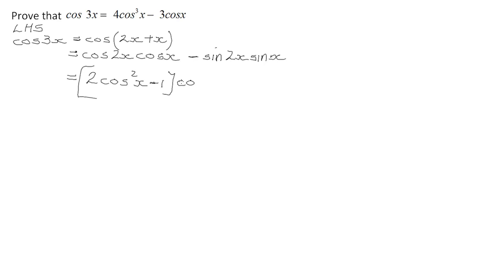Cos x. And then sine double angle 2x from your formula sheet, formula number 13, that is equal to 2 sine x cos x. And obviously, that is multiplied with that sine x.